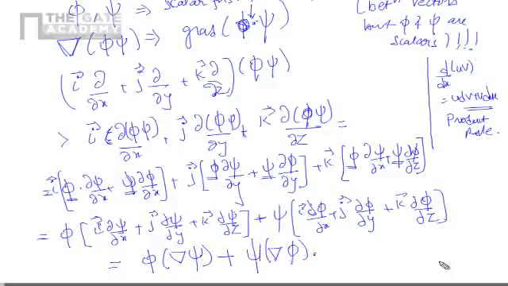This is what it is. So this is a very important result. Please remember. Gradient of phi psi is nothing but phi gradient of psi plus psi gradient of phi, where phi and psi are scalar functions. Clear?